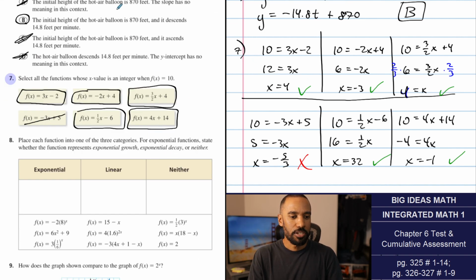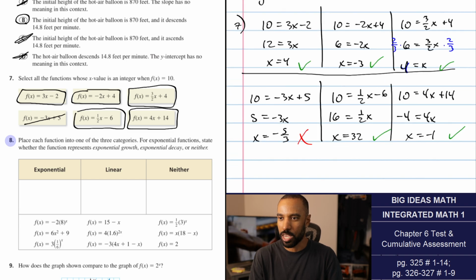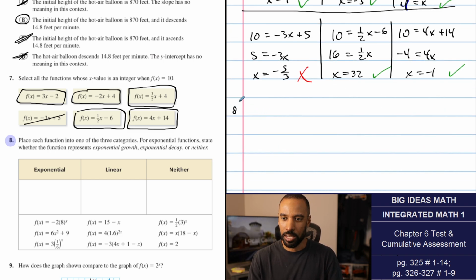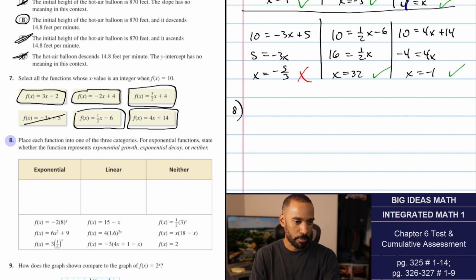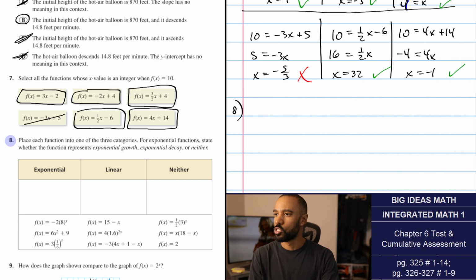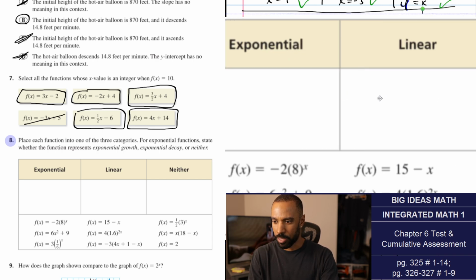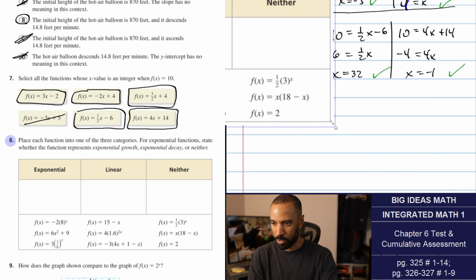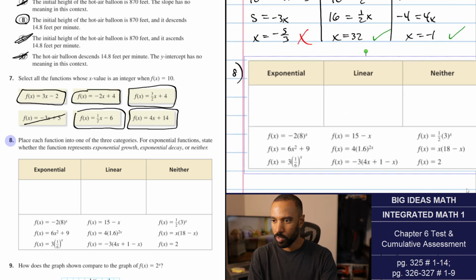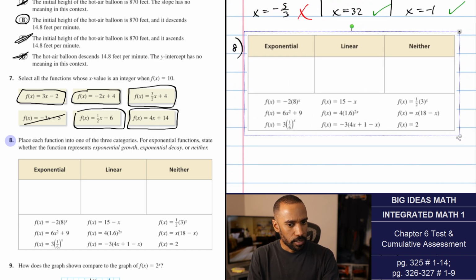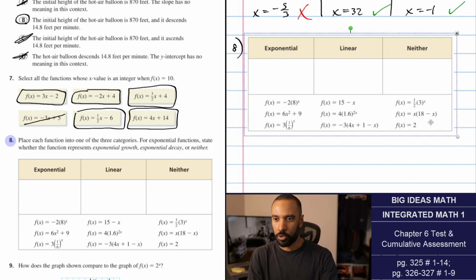Number 8. Place each function into one of the 3 categories. The only reason I don't like these is because I like to reconstruct this whole table, and it generally ends up not doing really well for me. So I'm just going to copy and paste the table, but I am going to write them in myself. State whether the functions are exponential, growth, decay, or neither. Now, they are functions already written out, so that should be able to help us.